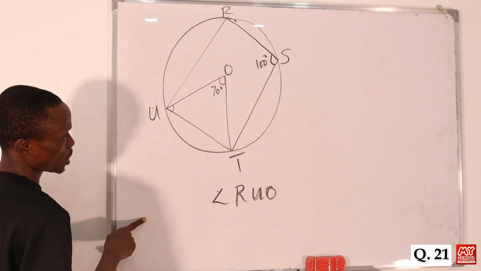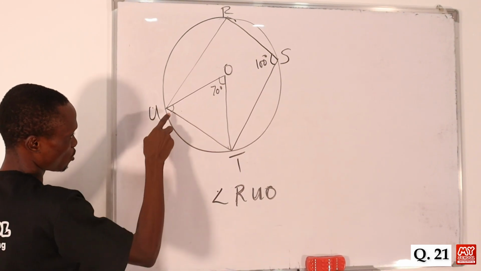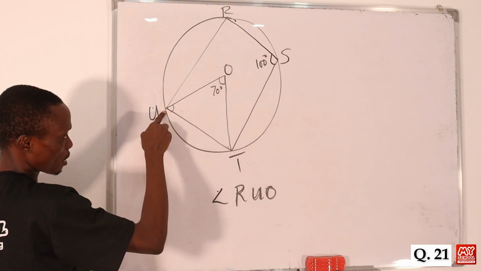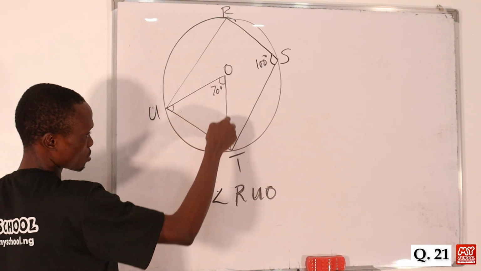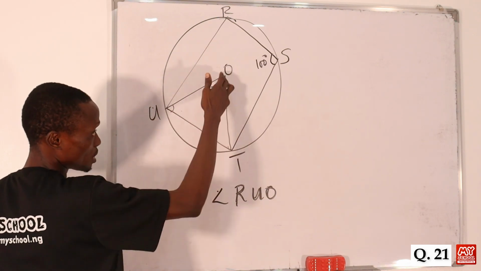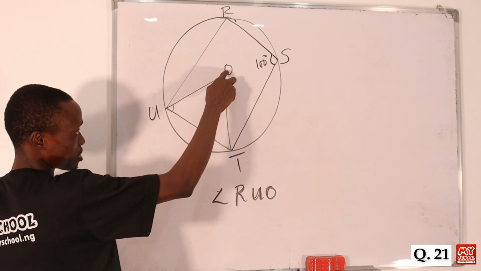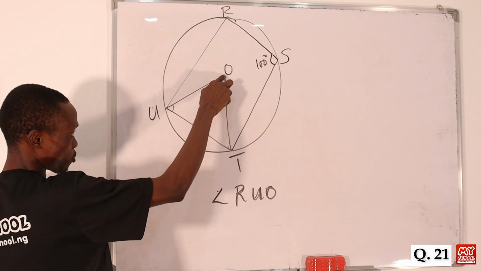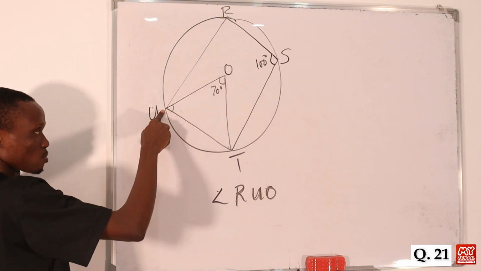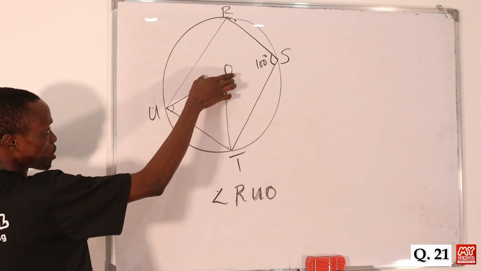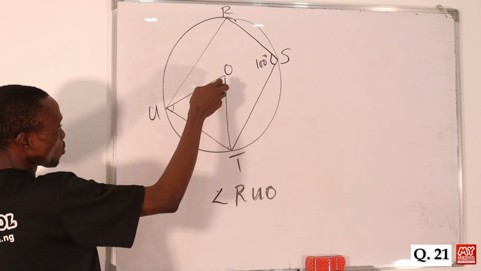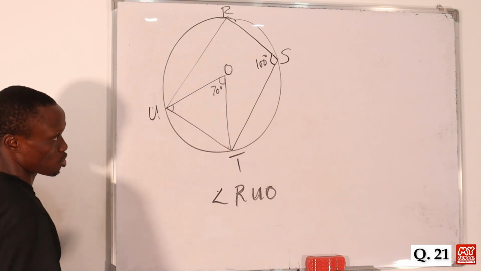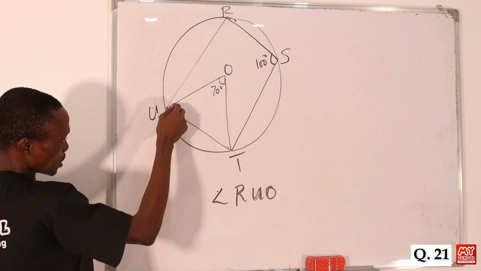But before we can do that, we first of all have to calculate these two angles. If you look at these two lines, they are equal. They are the radii of this circle, because this is the center of the circle, and you have a line from here to the circumference, and from the center again to this side to the circumference. So that means triangle OUT is an isosceles triangle, so we can calculate the angles that are here.